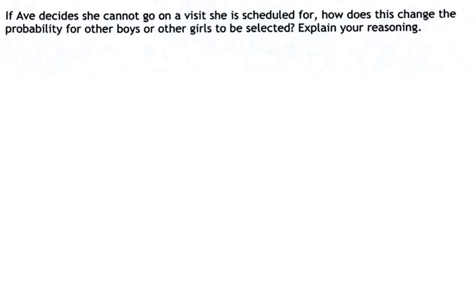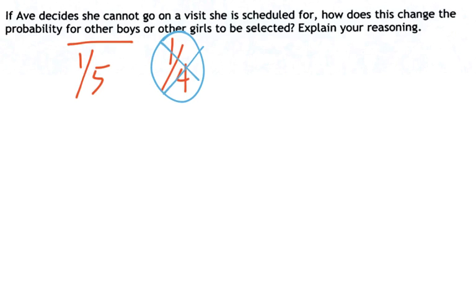And lastly, if Ave decides she cannot go on a visit she's scheduled for, how does this change affect the probability for other boys or other girls to be selected? Well, it does not affect the boys. The boys is still 1/5. But it does affect the girls. The girls were 1/4, but that's no longer the case. Now the girls have a 1/3 possibility of being able to go.